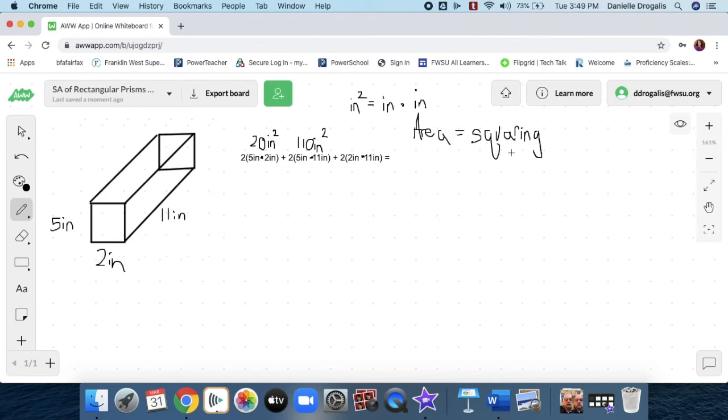If we were calculating volume, that's length times width times height. That's 3 units or 3 dimensions. And so volume will be cubing, but area is squaring. Okay, so continuing, 2 times 11 is 22. Double that, we should get 44 inches squared.